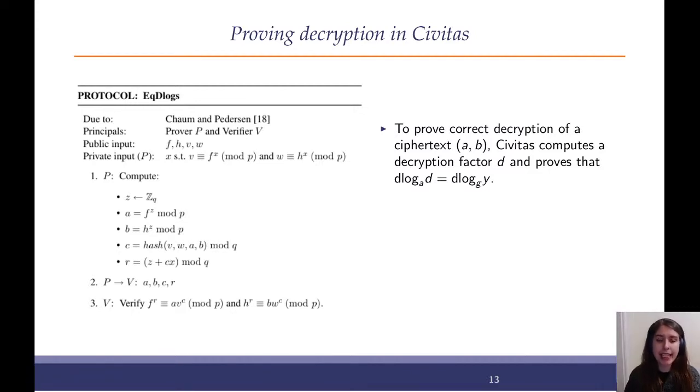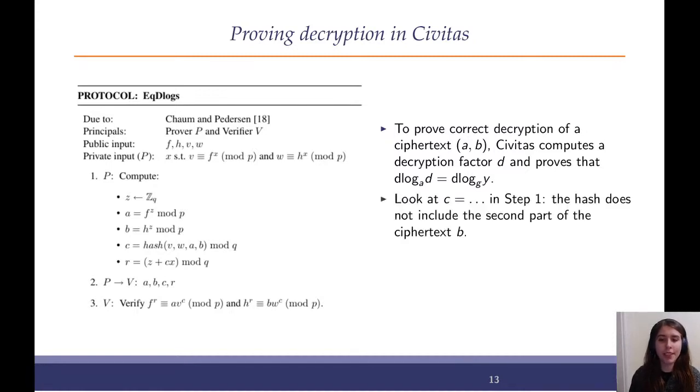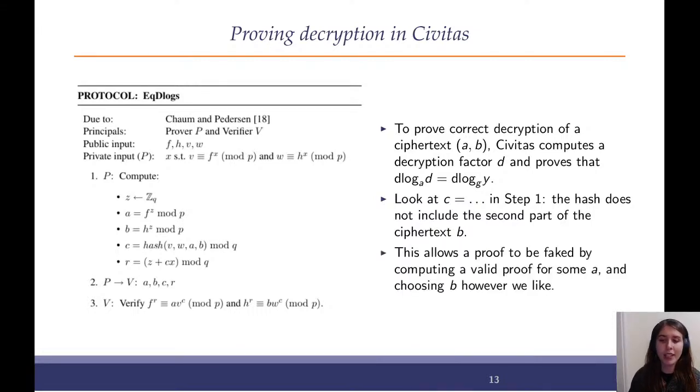However, let's take a careful look at step 1 in EQDlogs. When they compute the challenge, the hash does not include the second part of the ciphertext, B. Now notice that the specification I've quoted includes a letter B. That is not the same as the ciphertext B. That is a part of the statement that they have raised to a blinding power. So they haven't included the second part of the ciphertext in this challenge, only the first part of the ciphertext.